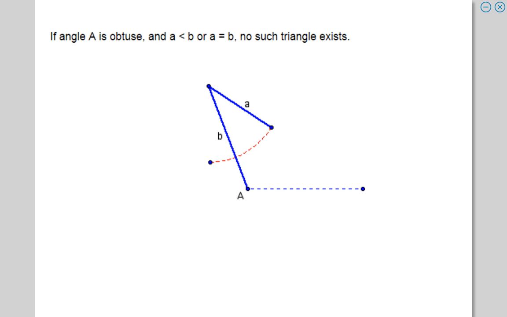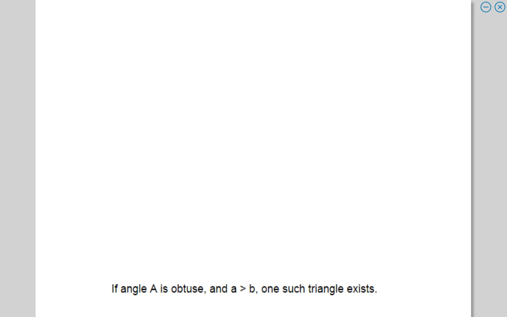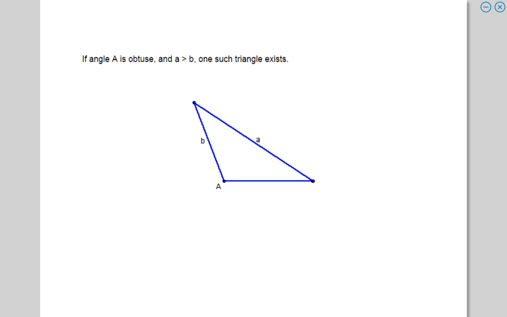Okay, and then this situation, I'm not even really going to worry about these obtuse situations, because all the questions I've seen always give you acute, so let's just not worry about this.